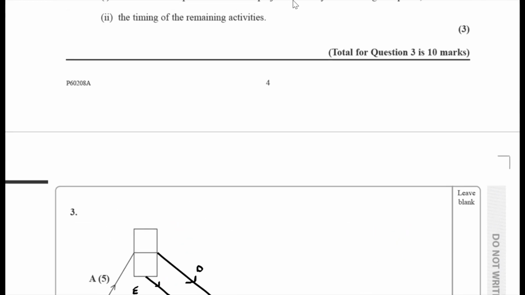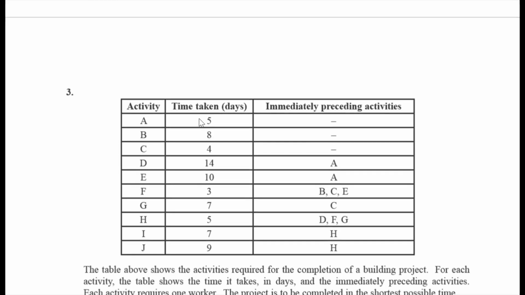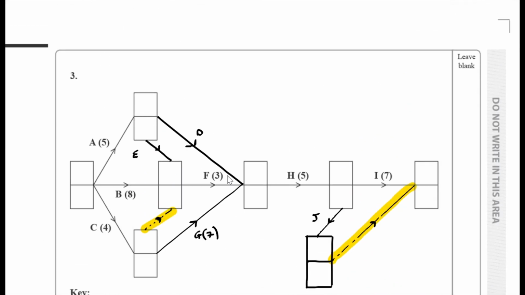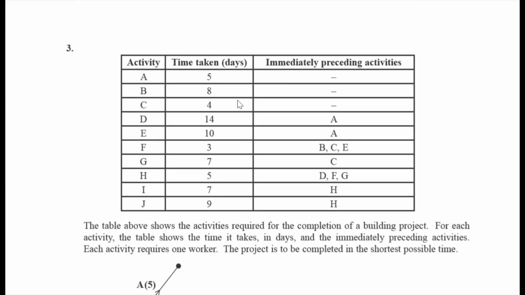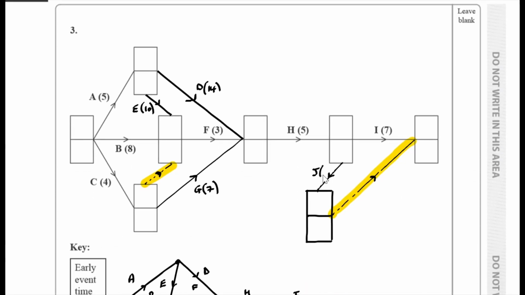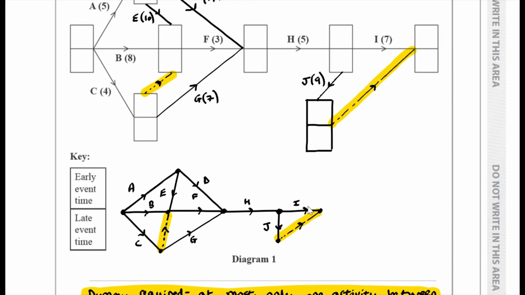We have D and E, that's 14 and 10. So D is 14, E is 10, and then we have J, which is 9. Okay, so J is 9. Let's perhaps rub this out. So that's everything completed.